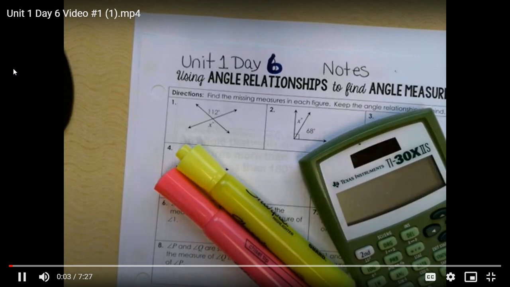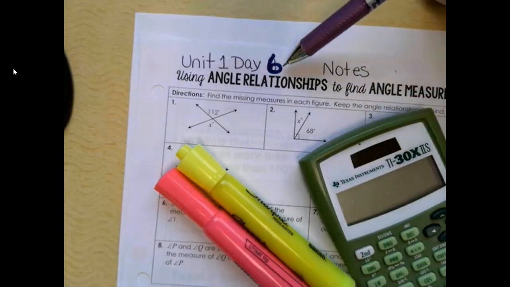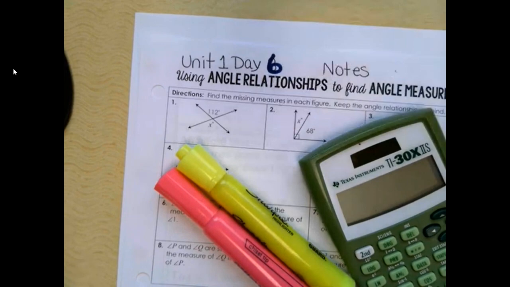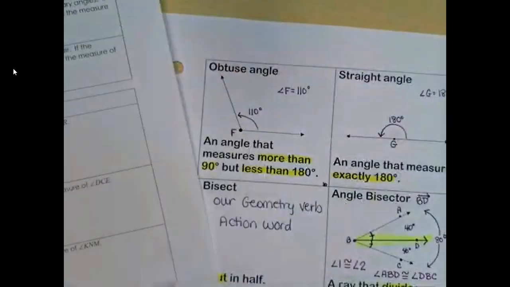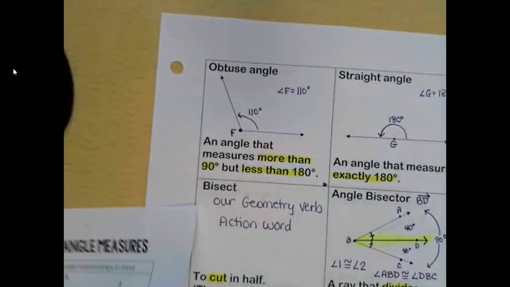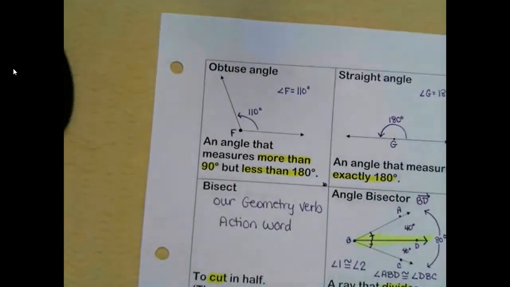Hi, students. These are the notes for Unit 1, Day 6. You're going to need a couple of highlighters, your calculator, and vocab, pages 6 and 7. We have 5 vocab words to do, which is what we will start with first.